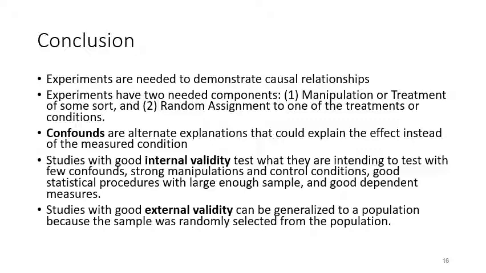For right now, we're just understanding what internal validity is, meaning that the inside, the design of the test, of the experiment, was valid. And then studies with good external validity can be generalized to a population because the sample was randomly selected from the population, and maybe it took place in a natural setting or was a field experiment. And so all of those would contribute to external validity.